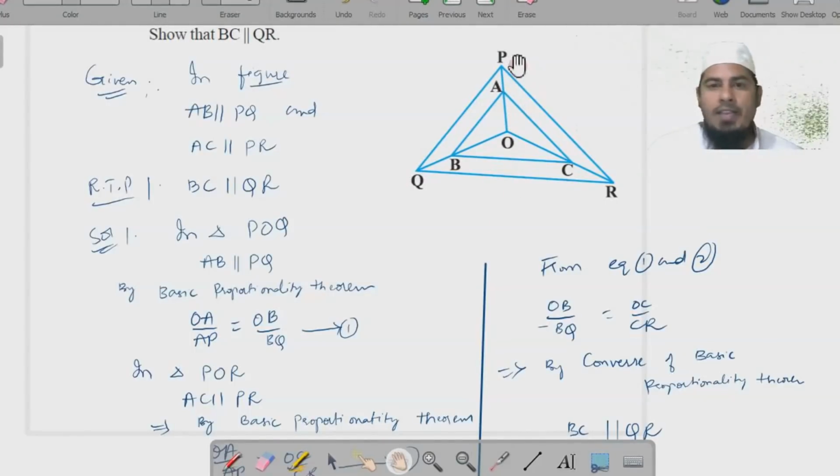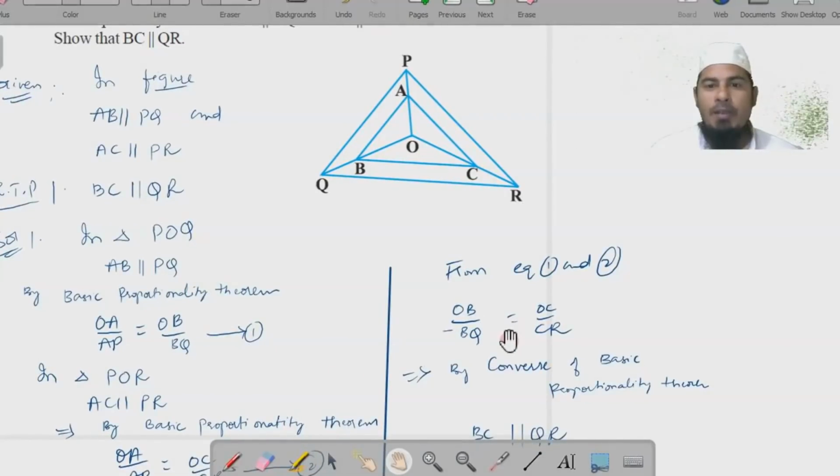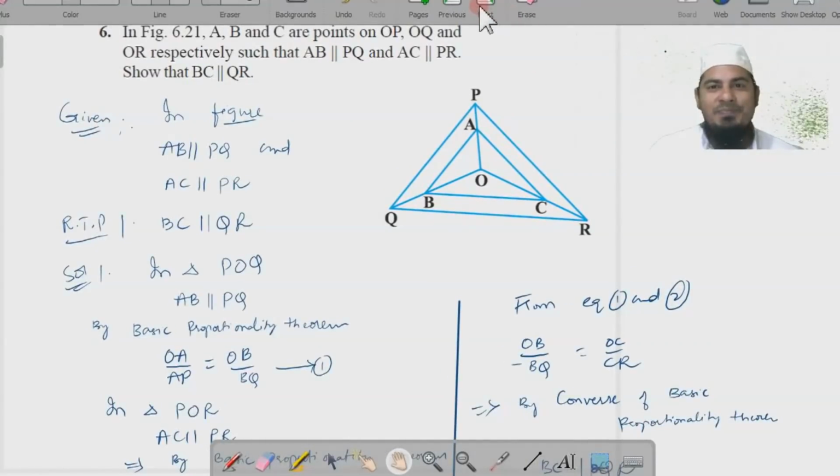Let us take this as equation number 1. In triangle POR now, AC is parallel to PR, which implies again by the basic proportionality theorem, OA by AP is equal to OC by CR. That is my equation number 2. If we compare these two equations, what is going to happen? OB by BQ is equal to OC by CR. By the converse of the basic proportionality theorem, when these ratios are equal, the line which makes the ratio the same is parallel to the third side. BC is parallel to QR. That's the proof. Let us see the next question.